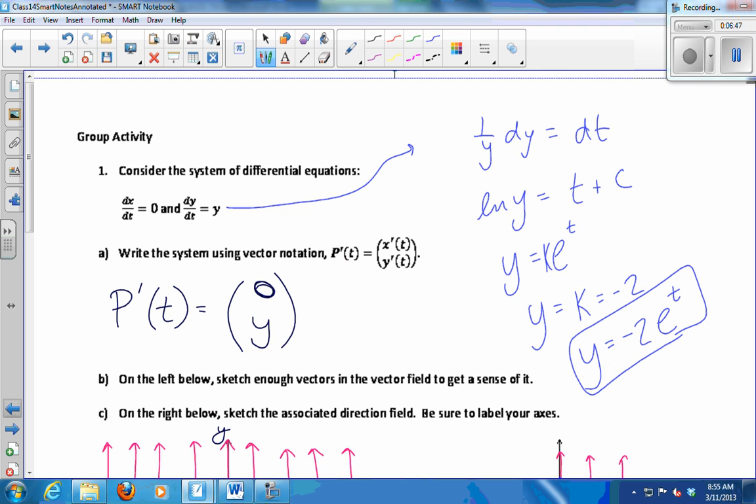And this one you can solve also. That one has to be, if dx dt is 0, then x of t has to be a constant, right, if the derivative is 0. And then figure out what constant it is by using the initial condition. So this is called a decoupled system of equations because you can solve each one separately using separation of variables.